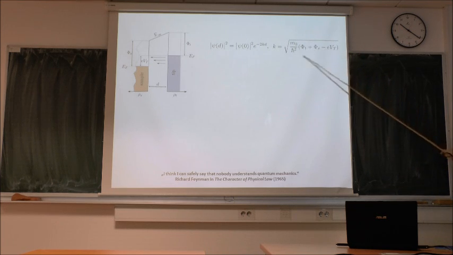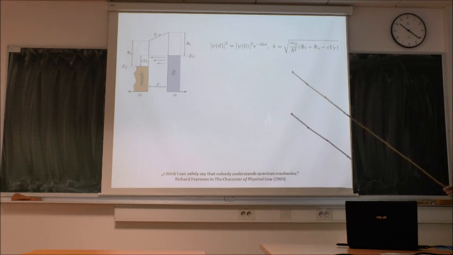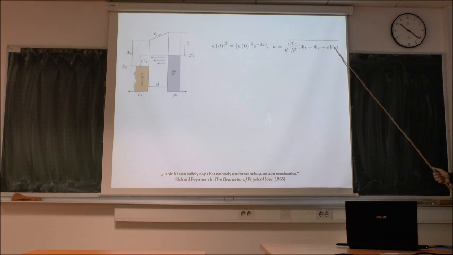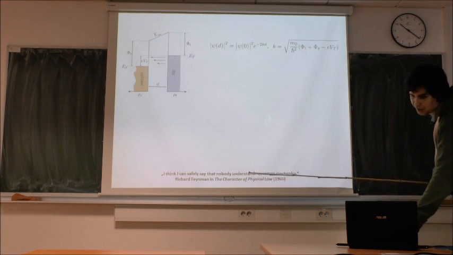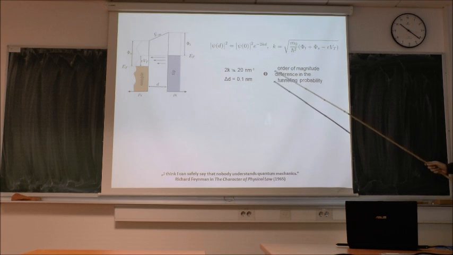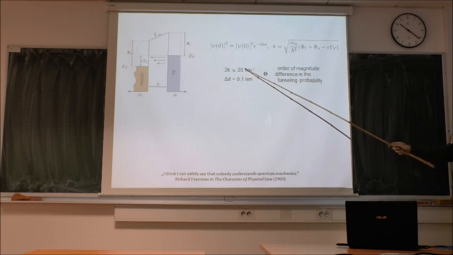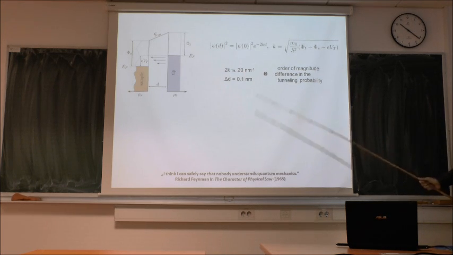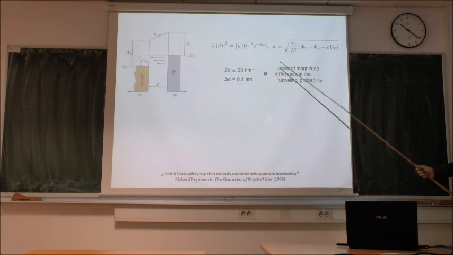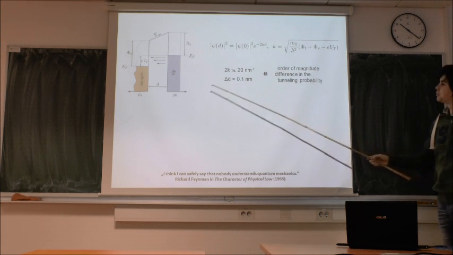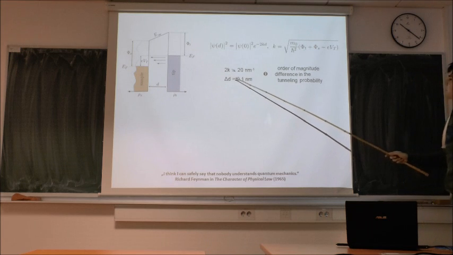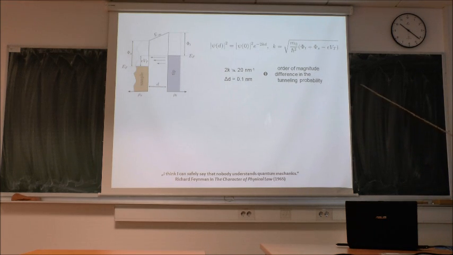So let's try to evaluate this constant K. Work functions for metals are typically around 4 or 5 electron volts. The voltage is in the region of millivolts. And what we get is that 2K has a value of around 20 nanometers to the minus 1. What does this tell us? That if we change the distance between the sample and the tip by 0.1 nanometer, so 1 angstrom, this will result in an order of magnitude difference in the tunneling probability.